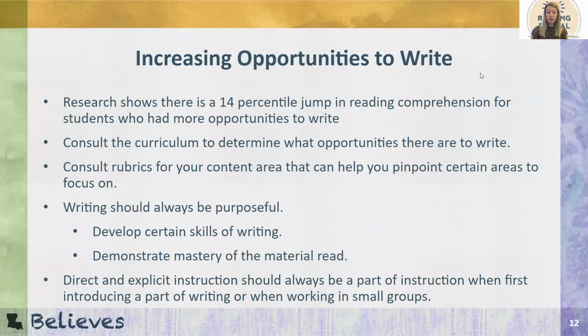So for really using writing to improve reading comprehension, we need it to be purposeful. We need it to either be developing a certain skill in the writing and or demonstrate mastery of the material they read. They should always be demonstrating mastery of the material they read. And then, like I said in the previous bullet, pairing it with a certain skill of the writing. Direct and explicit instruction, once again, should always be a part of instruction when first introducing a part of writing or when working in small groups.